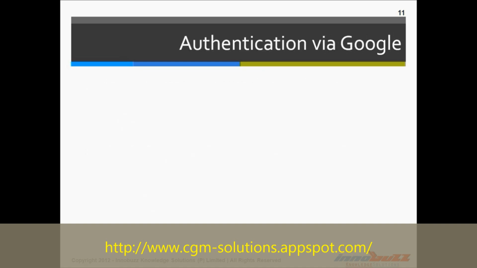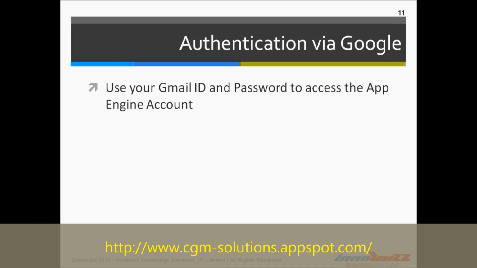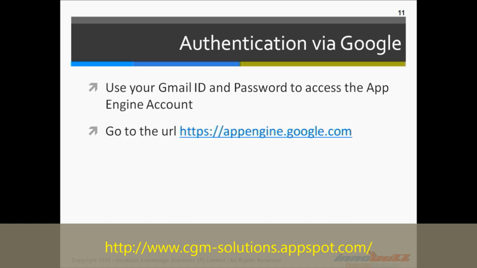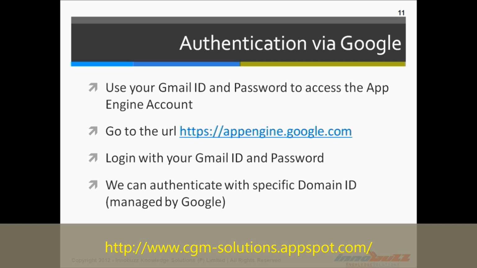Authentication via Google. Use your Gmail ID and password to access the App Engine account. Go to appengine.google.com and provide your Gmail ID and password. Now you can create your applications in the Google App Engine domain. We can authenticate with a specific domain account which is managed by Google.